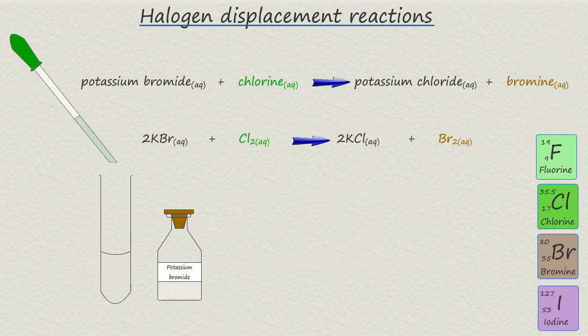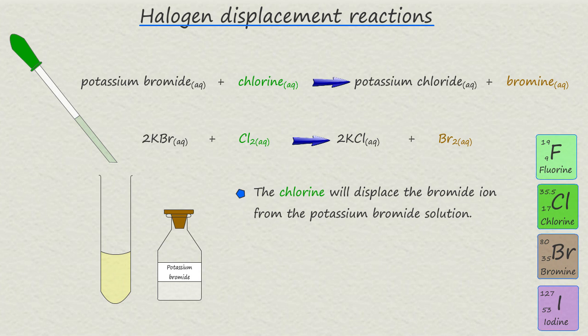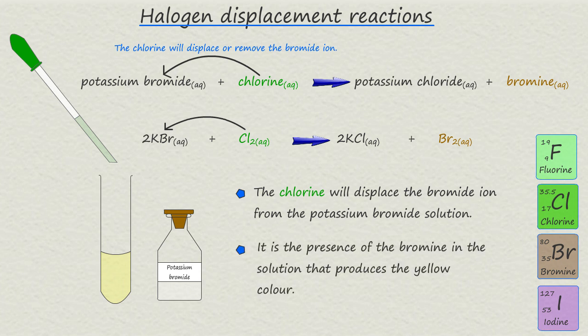In the second reaction, chlorine water was added to a potassium bromide solution and this time a colour change was observed. The solution was found to turn yellow. In this reaction we have 2 halogens present, chlorine from the chlorine water and a bromide ion in the potassium bromide solution. Since chlorine is more reactive than bromine or bromide, the chlorine atom will displace the bromide ion from the solution and produce a potassium chloride solution and bromine. It is the presence of bromine dissolved in the solution that causes it to appear yellow in colour.